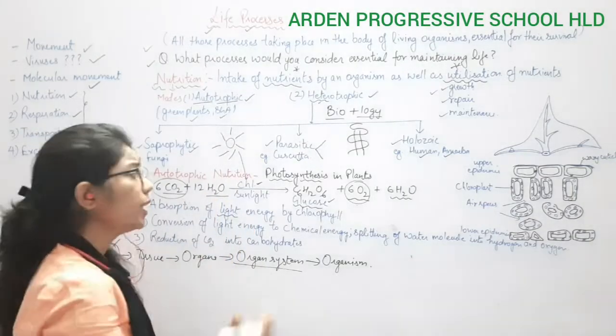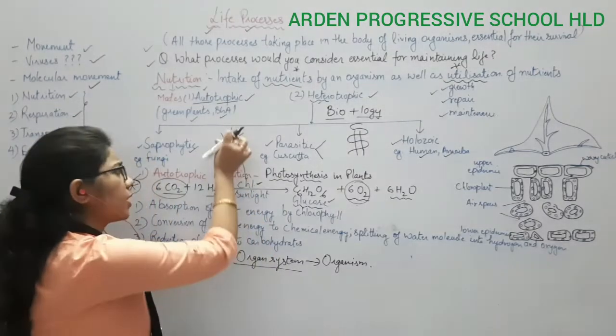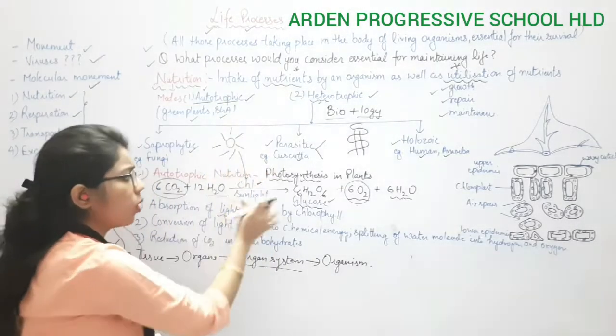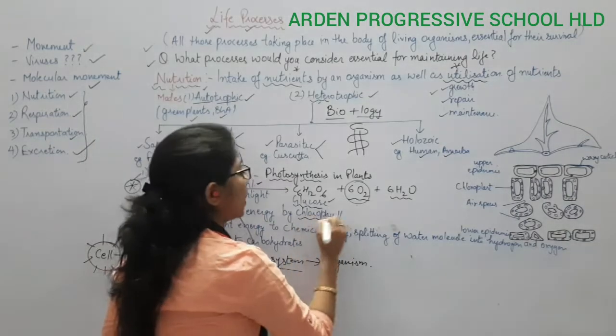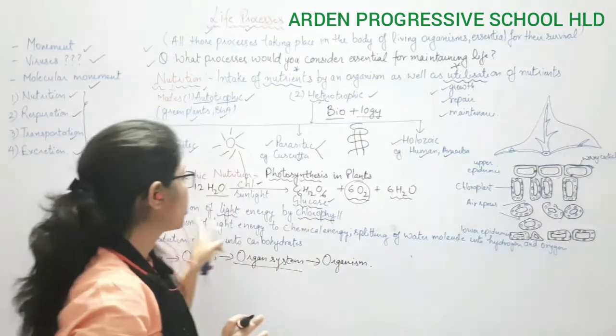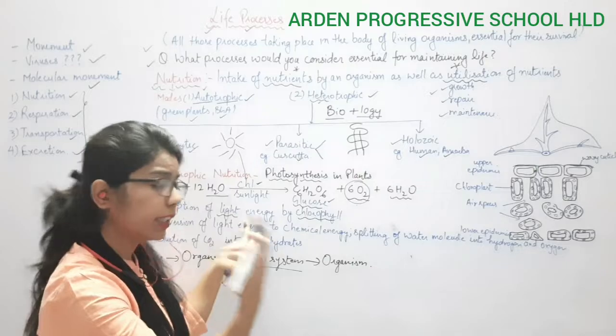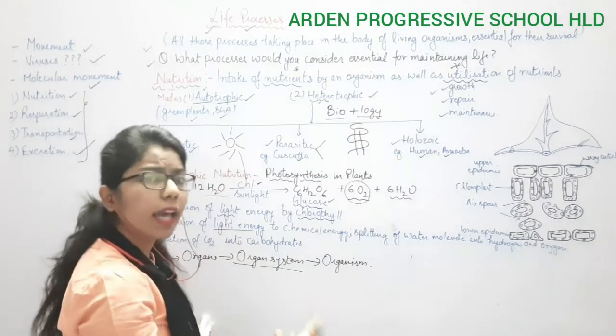And what is that light? The light which is coming from the sun. That light coming from the sun should get absorbed by the plants. And who will absorb it? The chlorophyll pigment. The chlorophyll pigment present in the plant cell will absorb that light energy, and in the second step, it will convert this light energy into chemical energy.